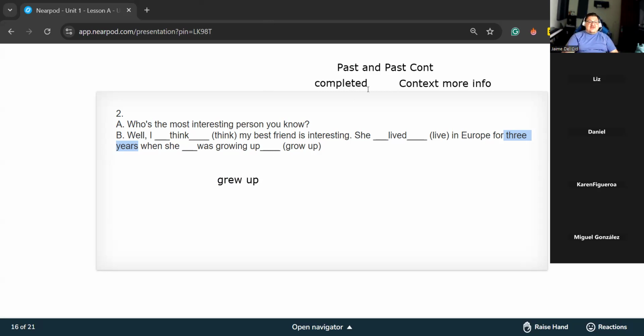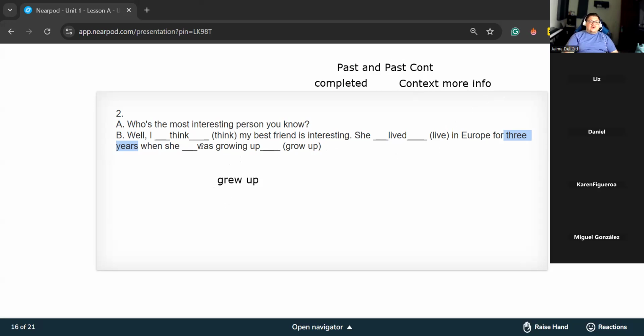So in this case, it makes it more pleasing or more logical to think that past continuous is giving you more context. Cuando ella estaba creciendo, o cuando durante su niñez, durante su desarrollo, ella vivió en Europa por 3 años. Esa es la idea principal, ¿verdad? O sea, mientras ella crecía, vivió o mientras ella era niña, ella vivió 3 años en Europa.